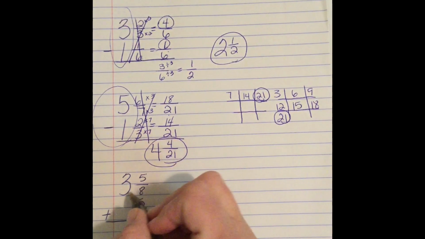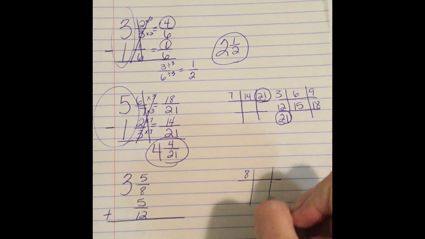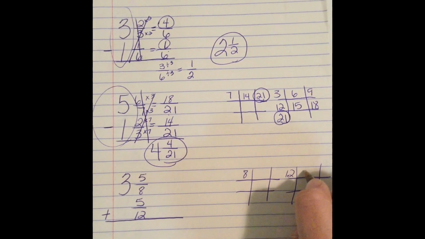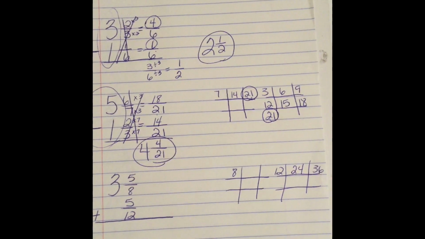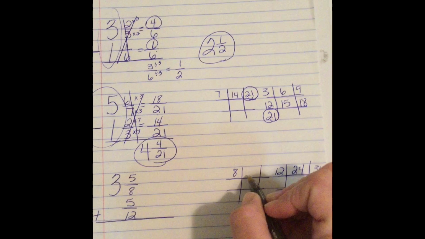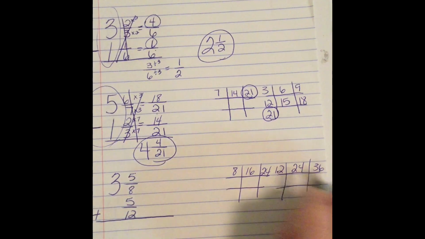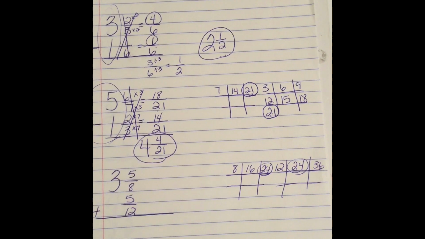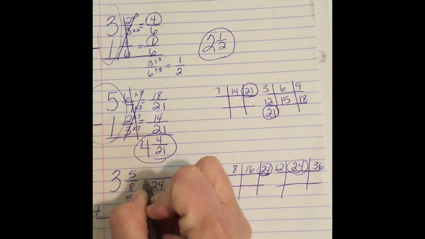Okay, now I have 3 and 5/8 minus 5/12. My denominators are 8 and 12. So I'm going to do 12 first. 12, 24, 36. Because the chances are I'm not going to have to go very far with the big number. It's the small number that has to go further. So 8, 16, no, 24. Oh, there we go. 24. It's the least common multiple. It's the smallest number both 8 and 12 have in common. So I'm going to put 24 as the denominator.